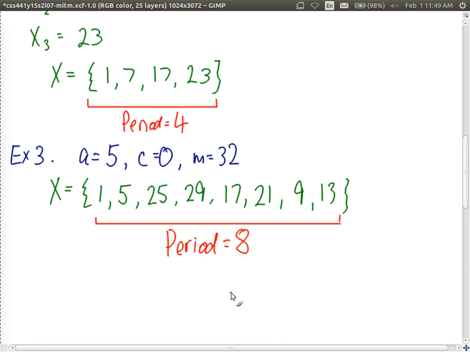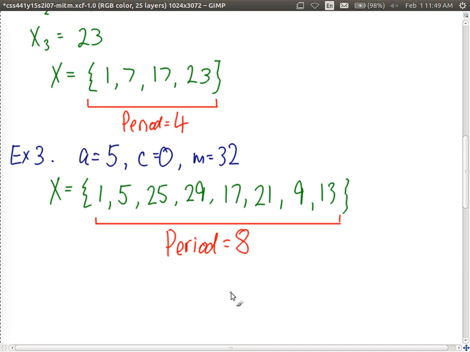What's the longest period we could get in LCG? In theory, what's the longest we could get? It depends on mod m, so it depends on m. When we mod by m, the numbers are always going to range between 0 and m minus 1. So the longest the period can be is m.